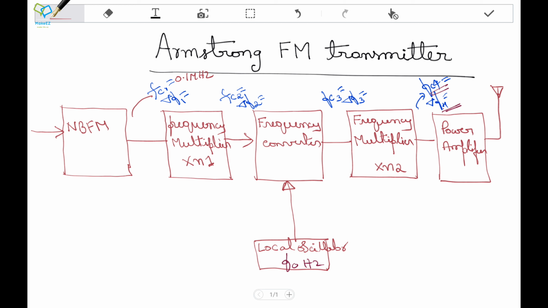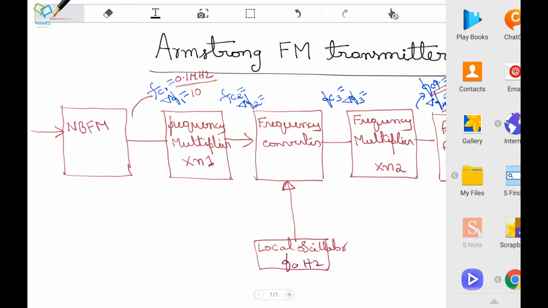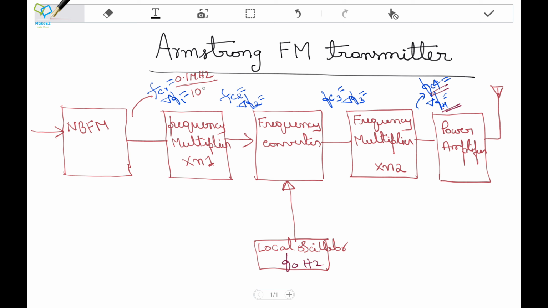Now we will design an Armstrong FM transmitter for a given specification. The given specification is as follows. The narrowband carrier frequency FC1 is 0.1 megahertz and the narrowband frequency deviation is 10 hertz.